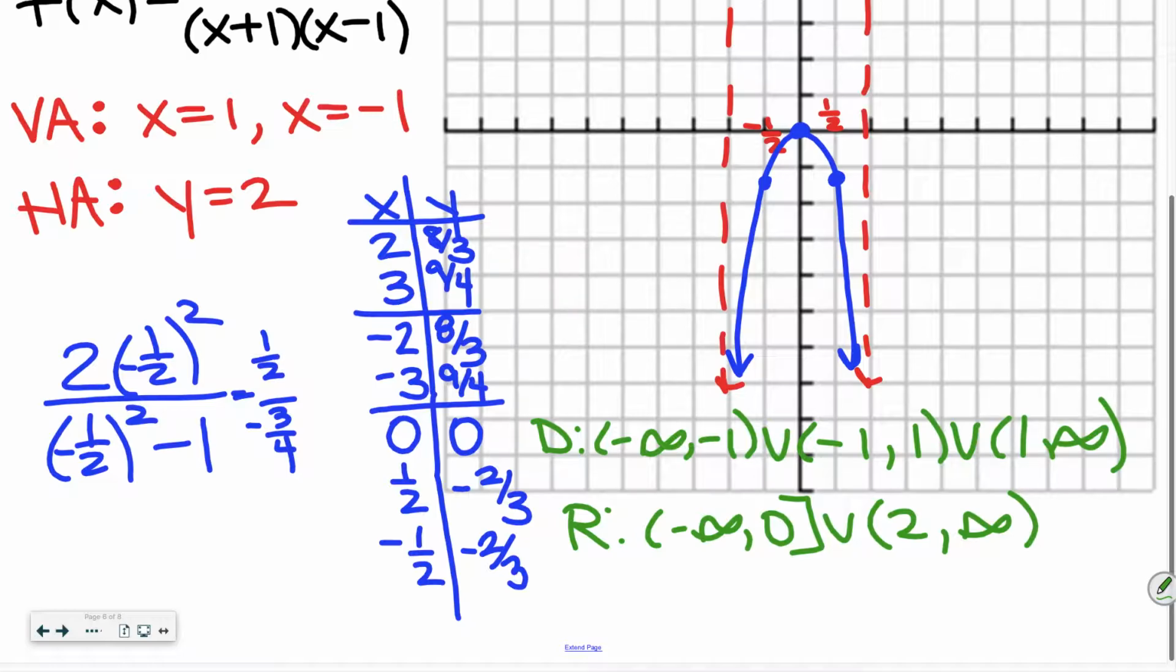Probably the toughest part about this problem is going to be plugging in the numbers and getting the correct y values. Okay? Which doesn't seem that overwhelming when you think about the math of it. We've been plugging in numbers forever, right? Just remember, it is okay if you get in between those two asymptotes.